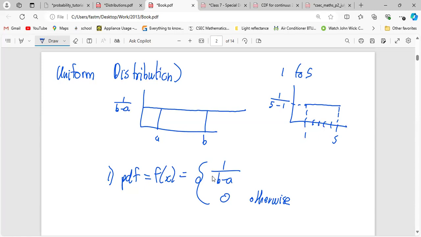Remember the discrete case: 1, 2, 3, 4, and 5 will be the same throughout. So that's what I mean by 1 on B minus A, for anything in between, so x is less than or equal to B and more than or equal to A, and it's 0 otherwise. Yeah, that's how you list out the uniform distribution. It does look like a rectangle, literally.